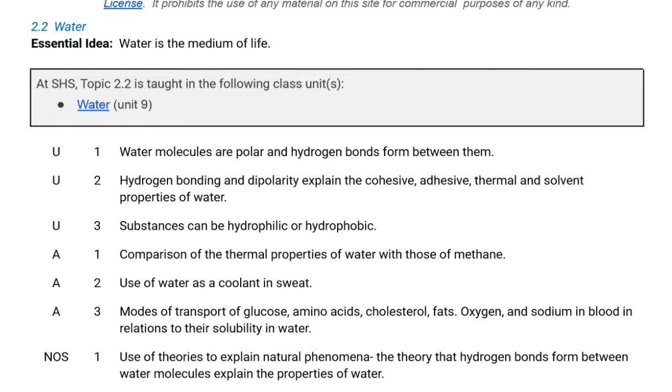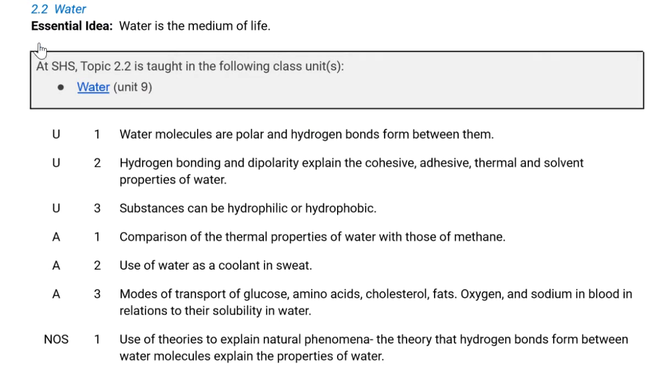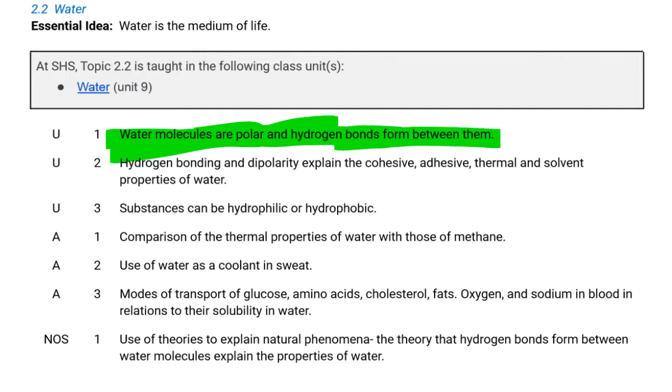Next, topic 2.2 is actually going to be for water. Next up, when we talk about water, we need to talk about its properties. So water molecules are polar, hydrogen bonds form between them. Polarity means that there's a charge separation or asymmetric charge distribution in the molecule.